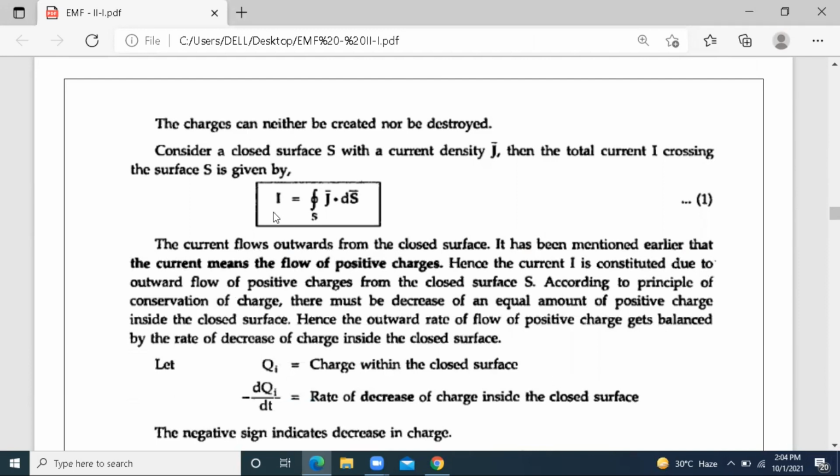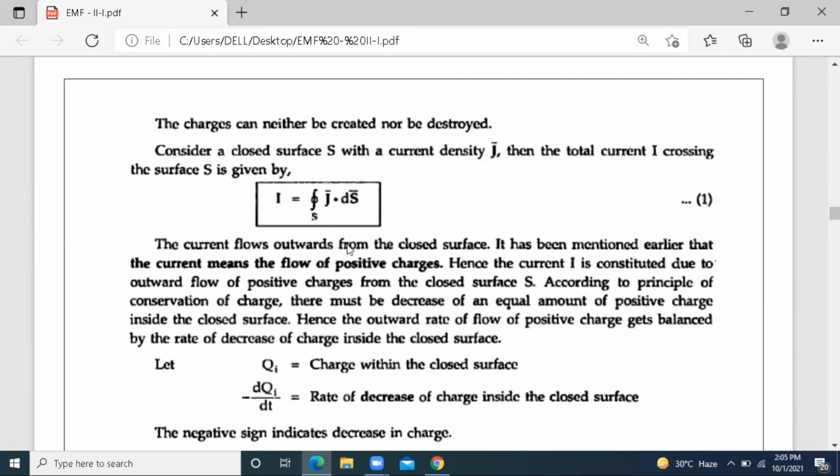So, consider, okay, we're going to read through this because this is very important. Consider a closed surface with current density J. Then the total current I crossing the surface is I equals the integral over the surface of J dot dS. That should be your Bible verse by now.